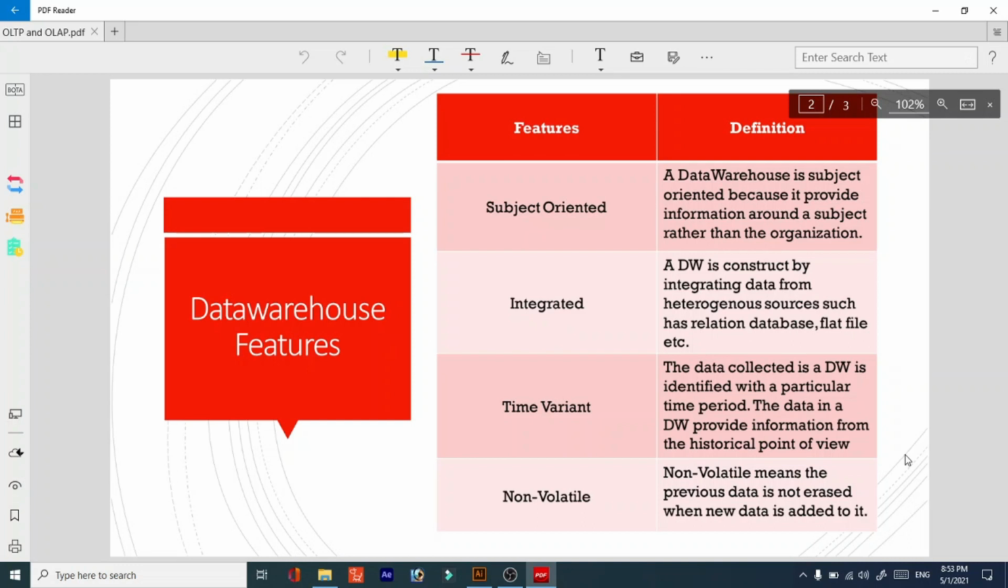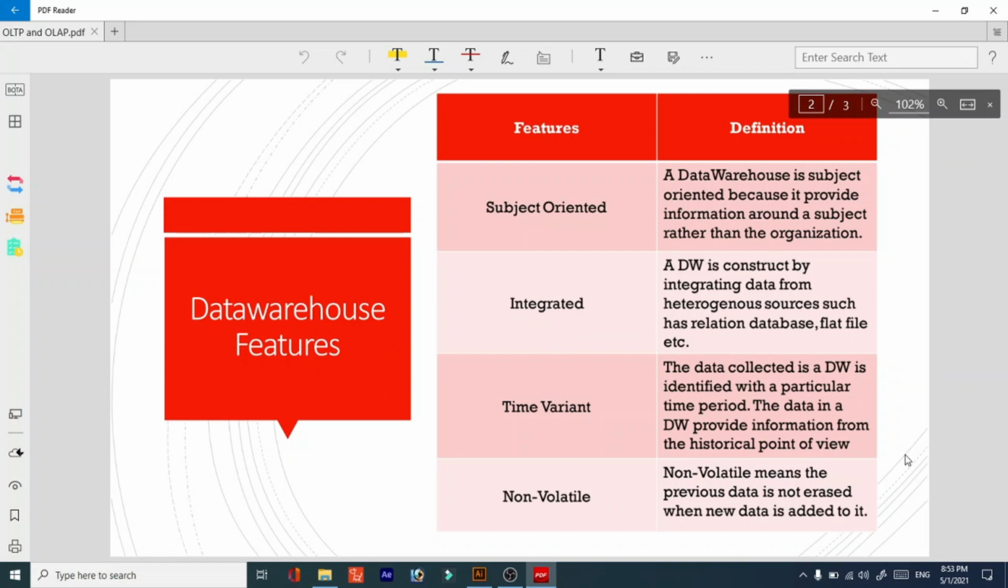First one is subject oriented. What is this subject oriented? A data warehouse is subject oriented because it provides information around a subject rather than an organization. This data warehouse is related to one subject, like sales, complete sales of the organization. So this is related to one subject.